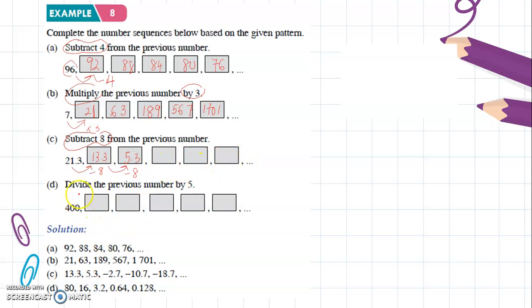And then D, divide by 5. So you divide one by one. For example, 400 divided by 5 you get 80. 80 divided by 5 you get 16. And then divide by 5 you get 3.2, and so on. So if the pattern and the first term in the number sequence are already given, you just use the given pattern to obtain the next numbers.